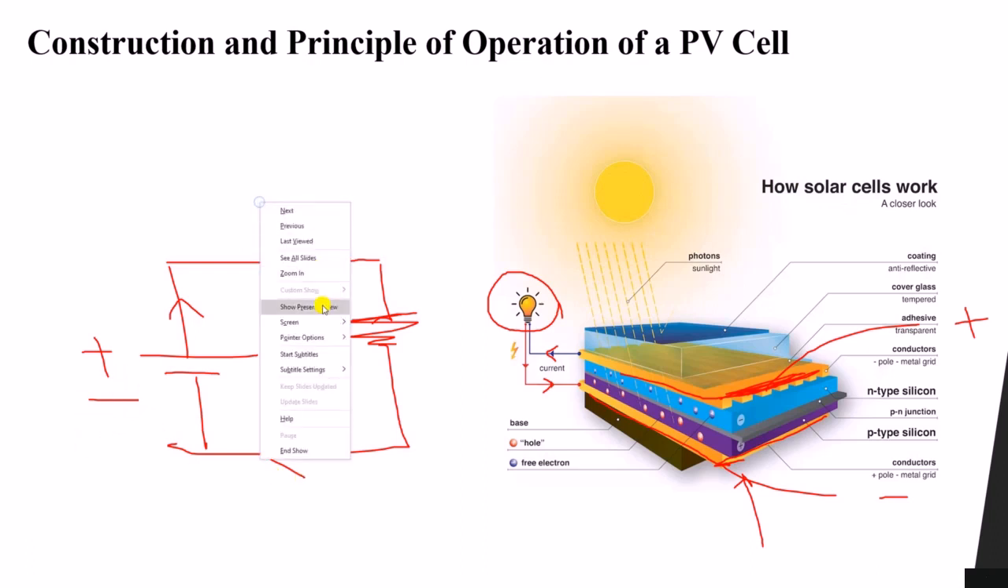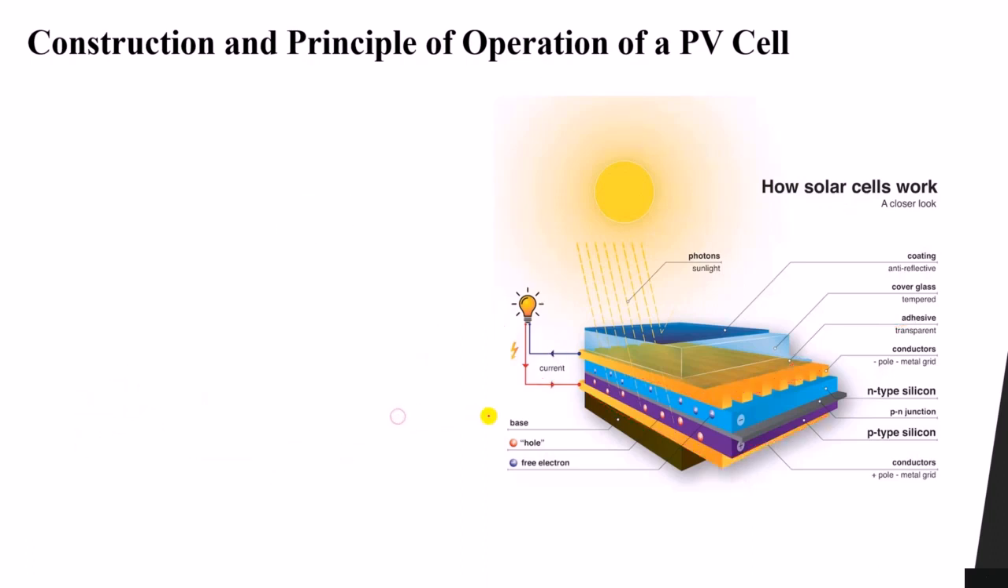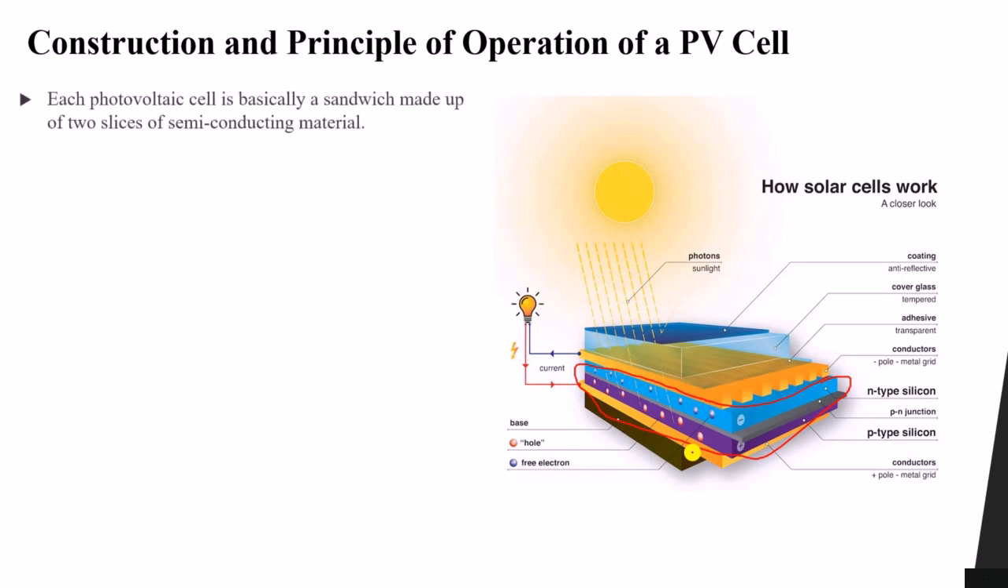Now the most important part of this PV cell is the PN junction. This part, the PN junction, is the one responsible for the conversion of solar energy into electrical energy. So you'll find that each photovoltaic cell is basically a sandwich made up of two slices of semiconducting material.